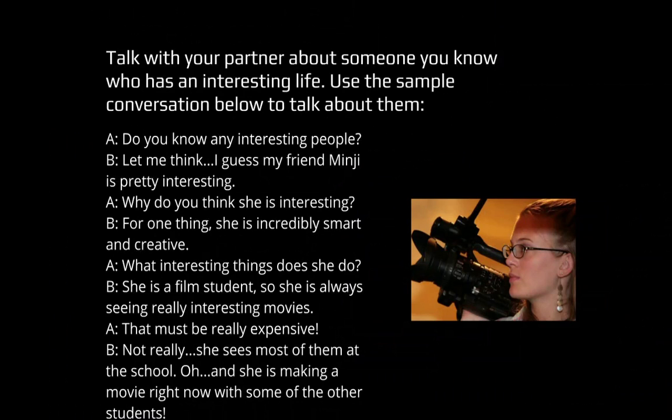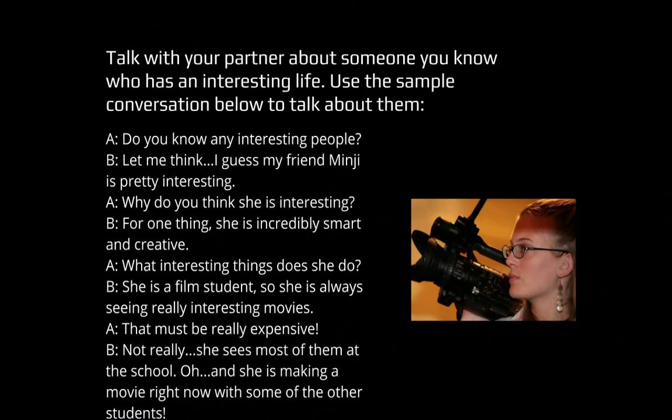Okay, one thing I want you to notice about this conversation is that we're using a lot of different verb tenses here. We have present tense verbs, we have past tense verbs, we have some present continuous verbs: is making, is always seeing. So we have a lot of different verb tenses. This is what we do when we're describing our life and describing other people that we know.